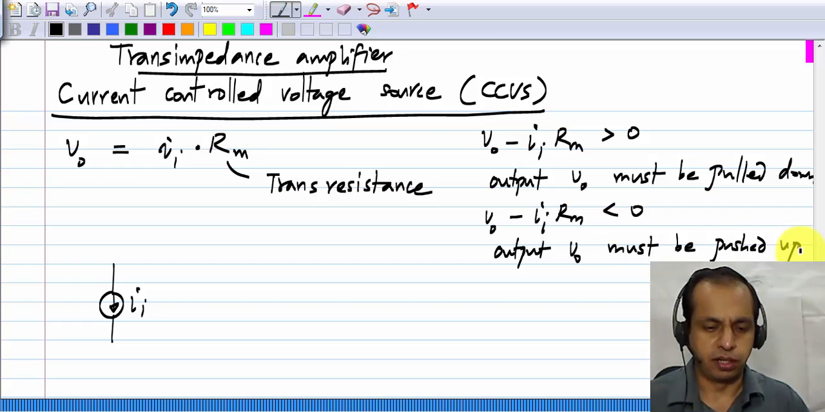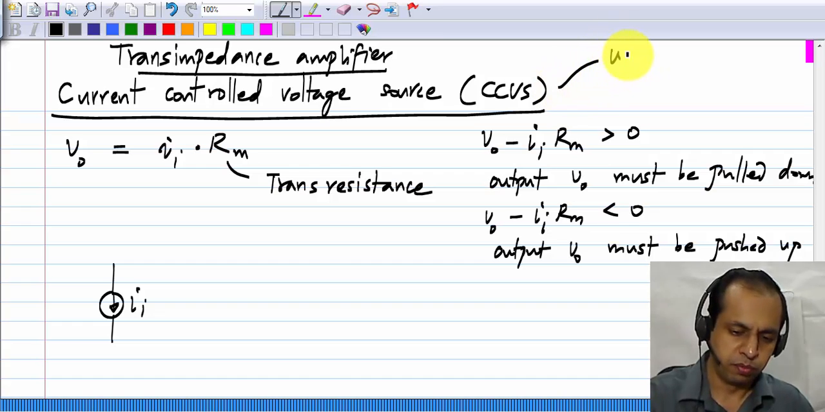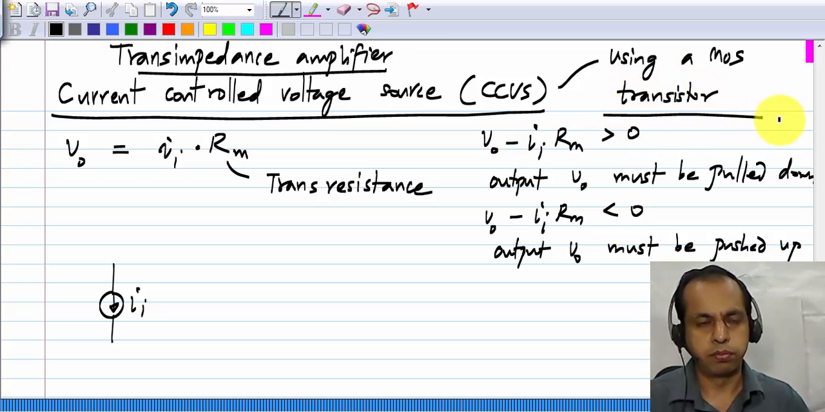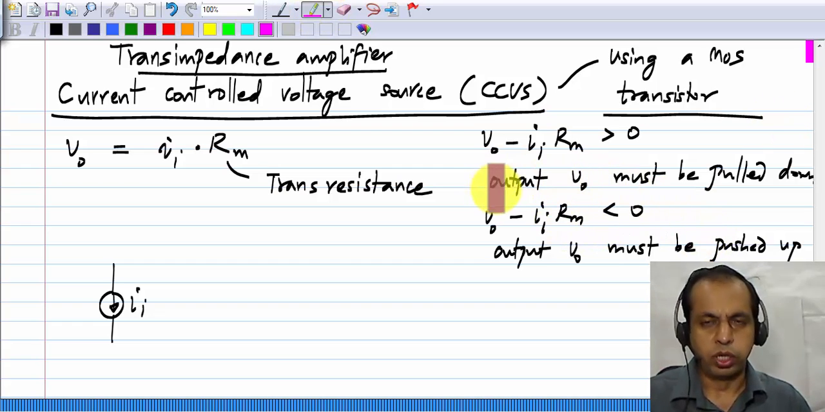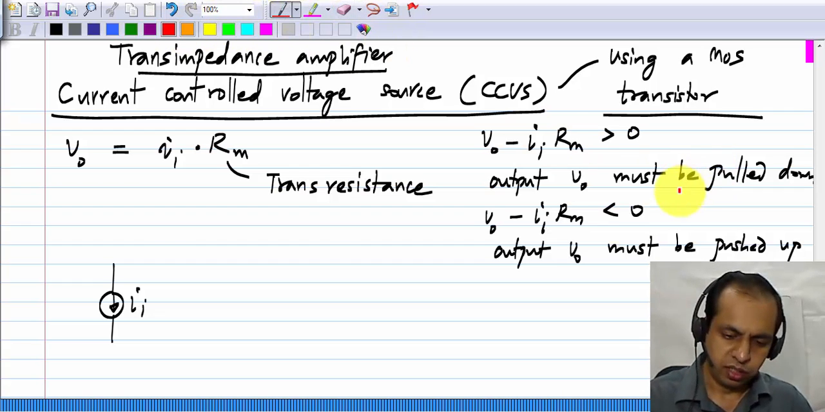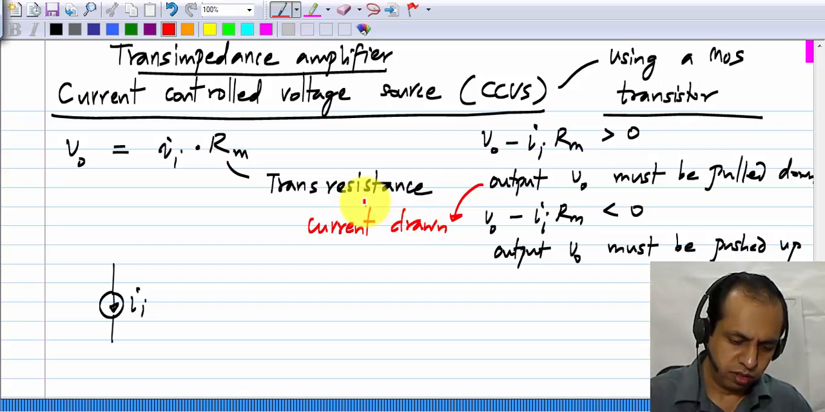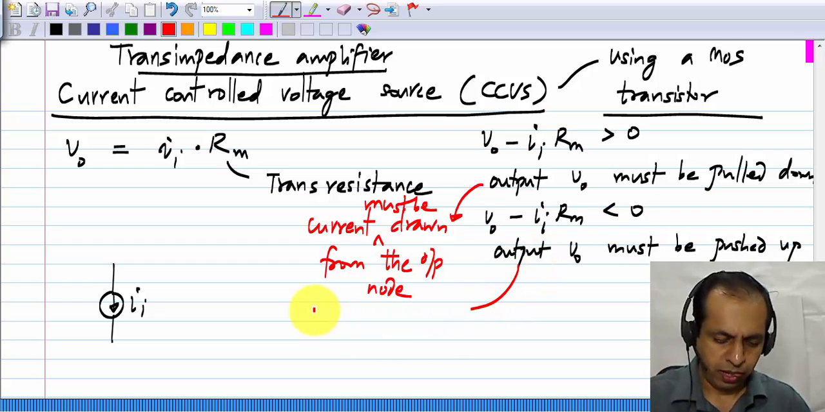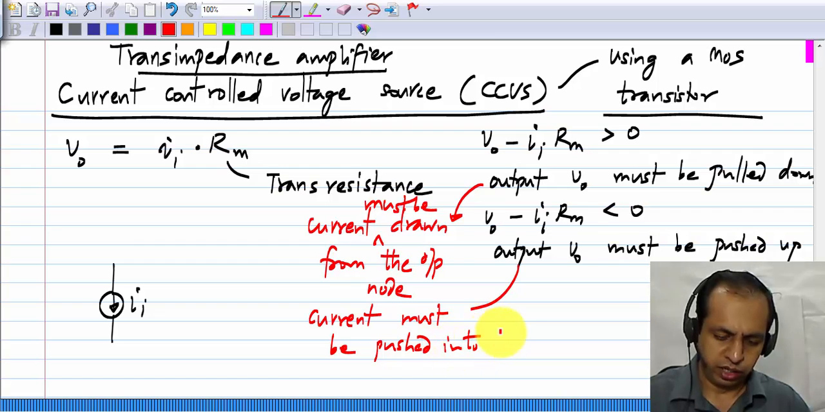And we have to realize this using a transistor. Okay, obviously when I say current controlled voltage source, I mean using a MOS transistor. Okay, so how do I pull or push the output voltage using a MOS transistor, which is really a controlled current source? It means that when V0 must be pulled down, current must be drawn from the output node, and similarly when output V0 must be pushed up, current must be pushed into the output node.